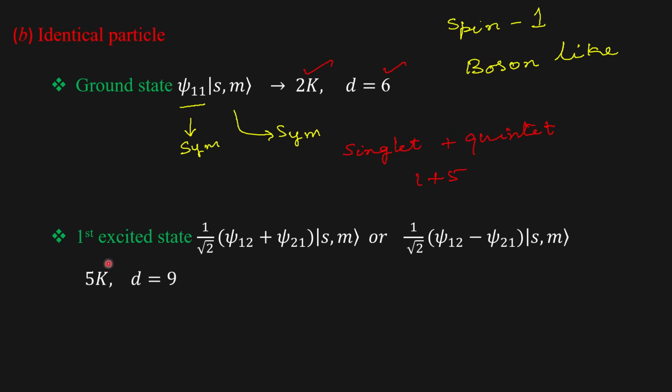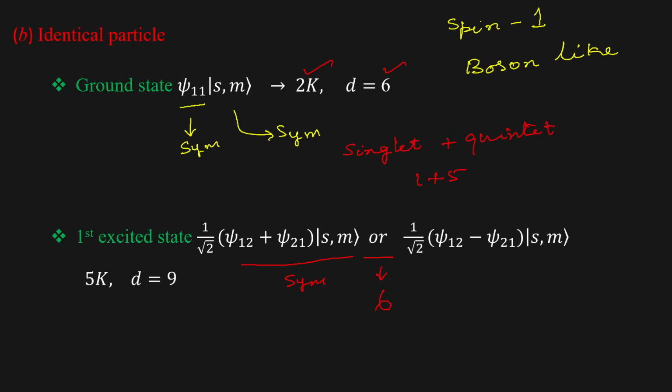Now we will see for the first excited state. The wave function is a linear combination of 1 over square root 2 psi 1 2 plus psi 2 1 χ_sm, or 1 over square root 2 psi 1 2 minus psi 2 1 χ_sm, which is equal to this. We will see how it is. See, here it is the symmetrical one. You can see, so this must also be symmetric. As I said, when it is symmetric, your degeneracy is 6. We have seen the previous case.